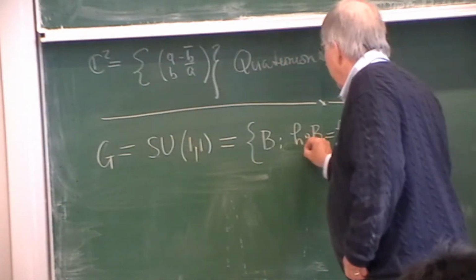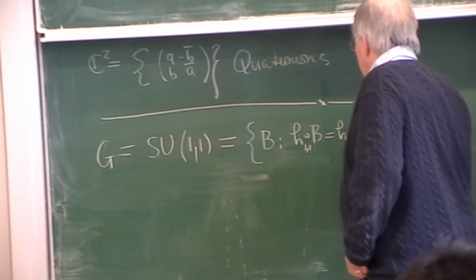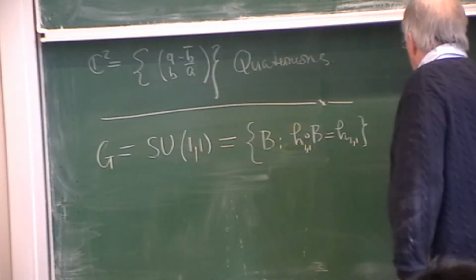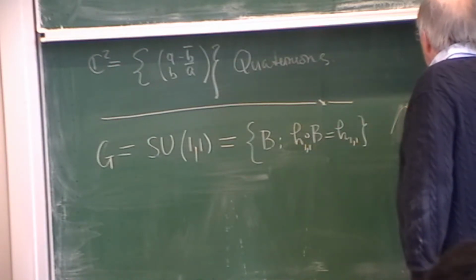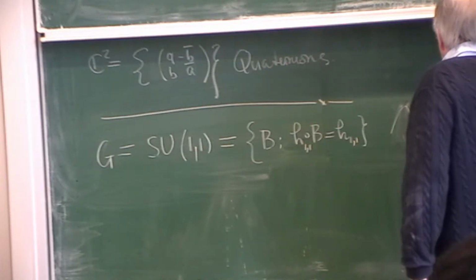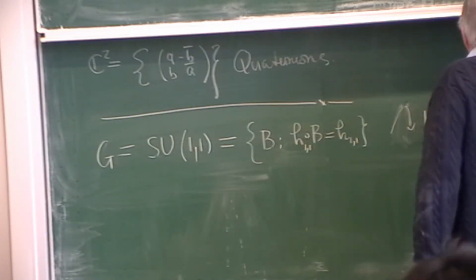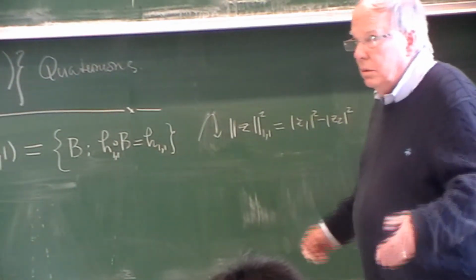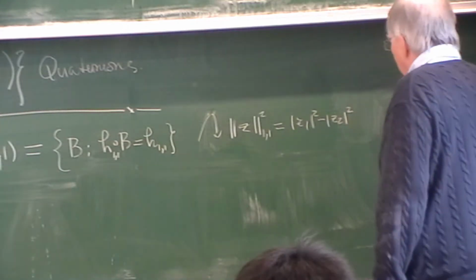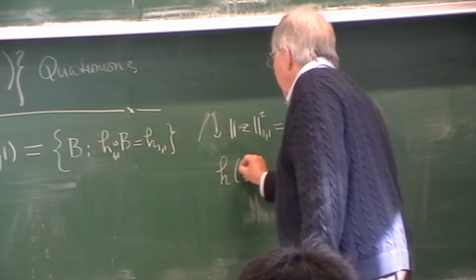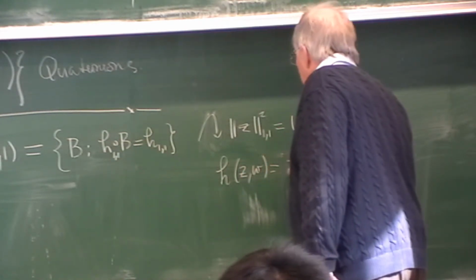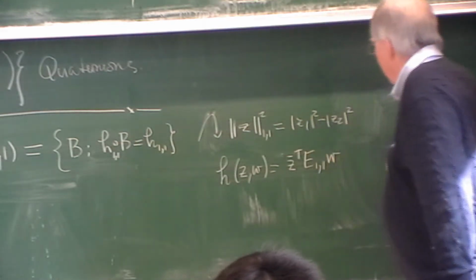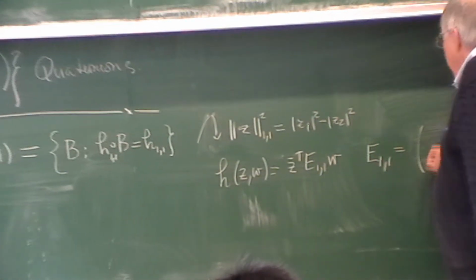And now I'm going to write here H(1,1), a Hermitian form of signature (1,1). The associated norm of Z is Z1 squared minus Z2 squared. Now, you all, of course, know that you should never write anything like that. It says the Hermitian form of Z and W. I don't know how you like to write it, but I would probably write it like this, where E11 is the diagonal matrix 1, minus 1.